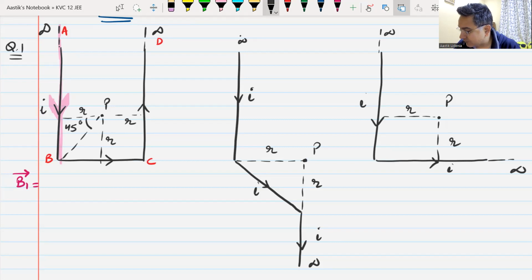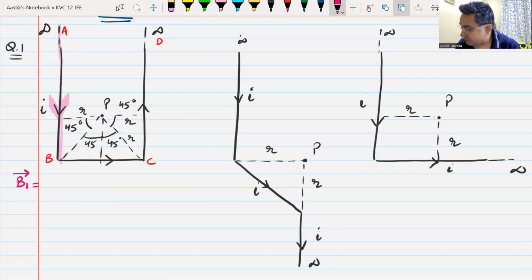This is 45. How much is this angle? And how much is this angle? You must know all these angles. Yes, all the angles are 45. 45, 45, and this is also 45. Now let us go back and see the value of B1.